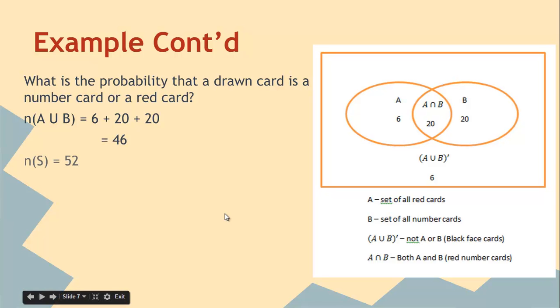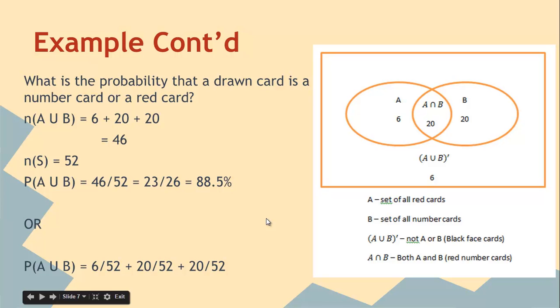There's 46. Probability is n of A union B out of n of S, which is 52. So notice how we still say n of A union B, the number of elements in that set. And so the probability of A union B is n of A union B over n of S, and so we get 46 out of 52, 88.5%.